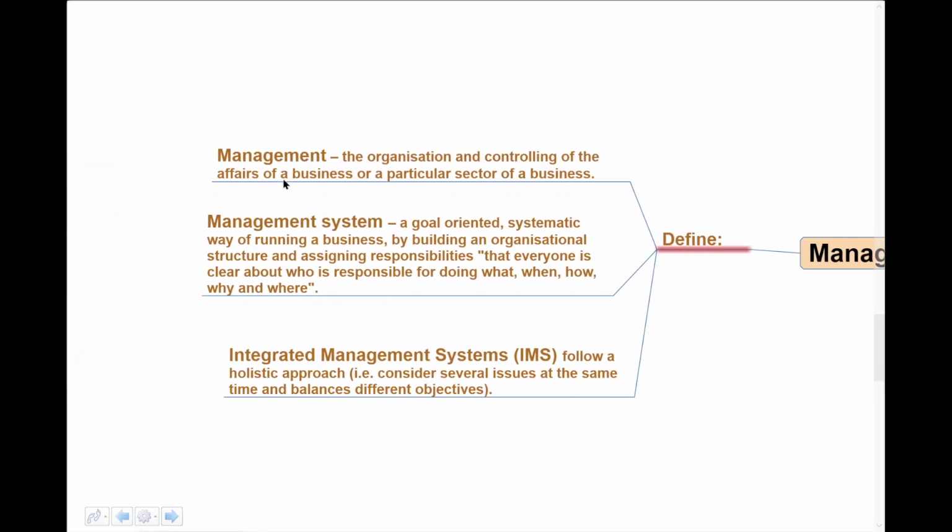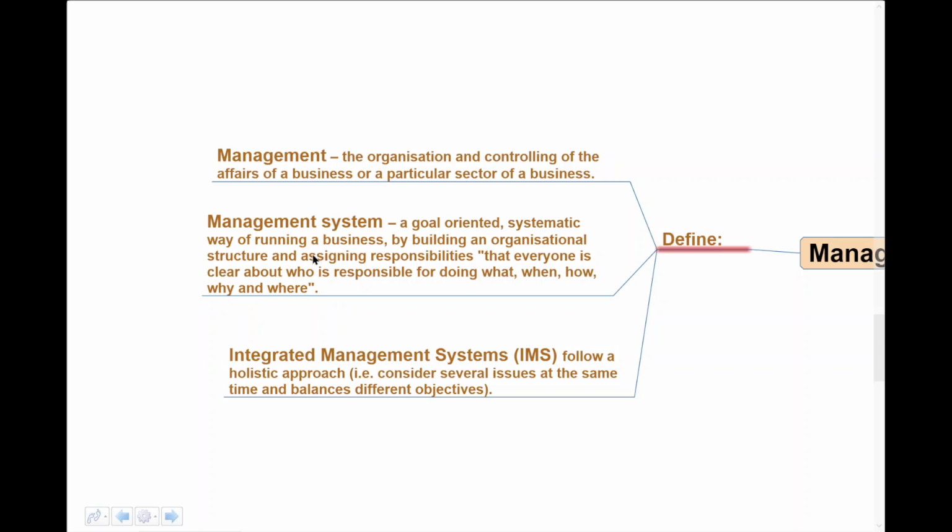So what do we mean by management first off? Well, the organization and control of a business in some way, shape or form. In terms of a management system, we're talking about some sort of way of running a business, some sort of structure, so that everyone is clear about who is responsible for doing what, when, how, why, and where. Now, where we have good management, we will have a good management system.